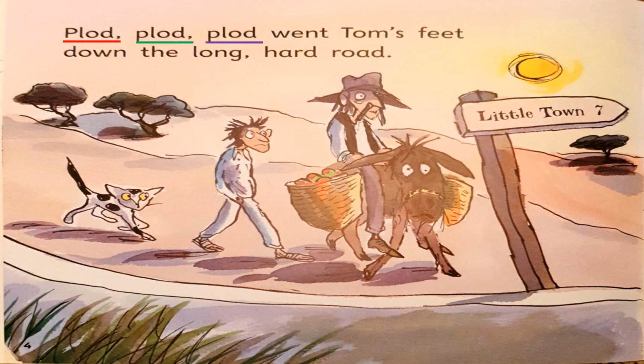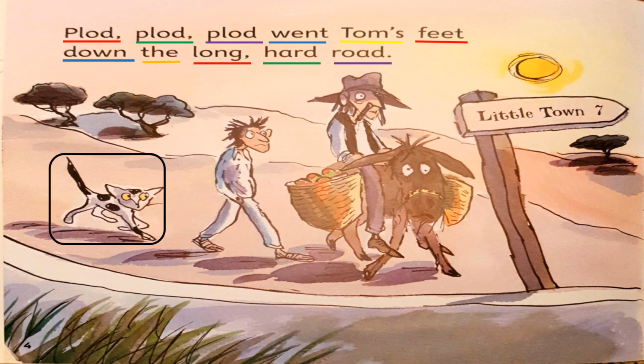Plod, plod, plod went Tom's feet down the long, hard road. So here's the cat, Tom's cat. Here is Tom, and Tom looks really tired from walking on the long, hard road. And this is Colin the donkey, and Colin is looking at the sign because the sign says Little Town, and they have to walk 7 miles till they reach Little Town. That's a lot of walking on the long, hard road, and Colin is already tired.